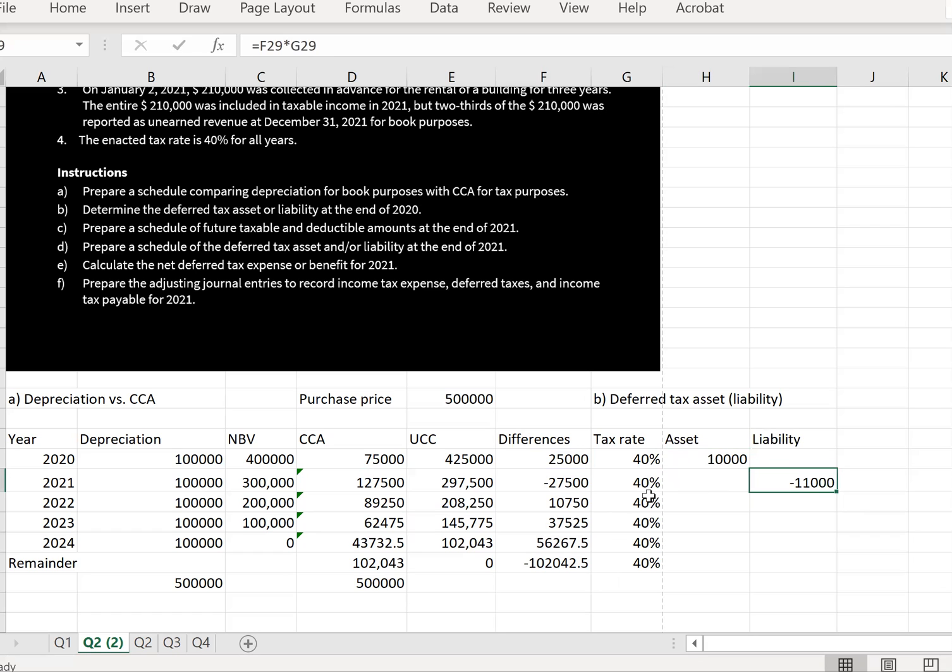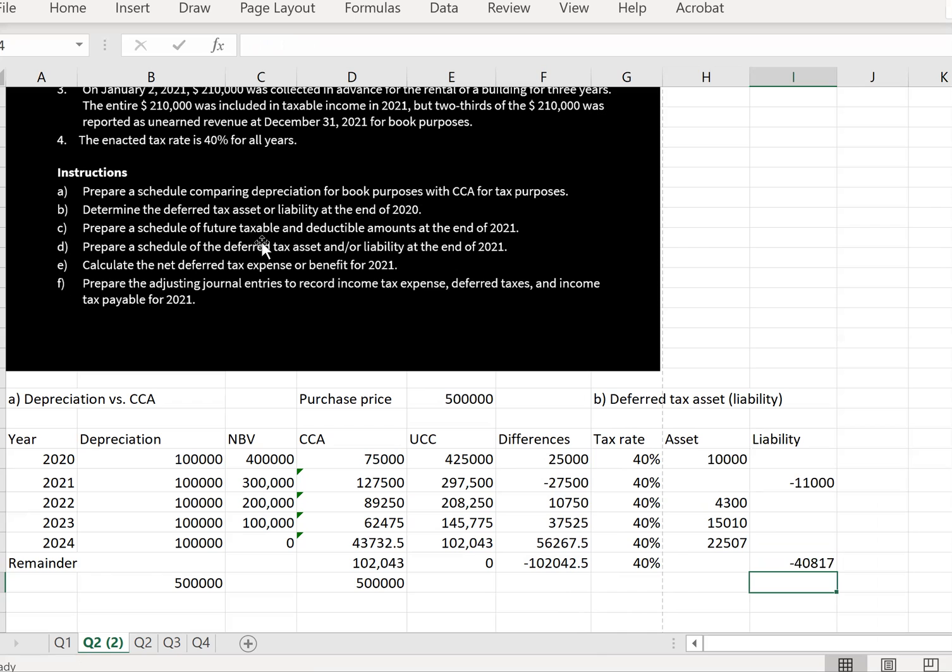And basically, we just continue running that through. These are all deferred tax assets. They're positive. Okay, and then the last one here, this is going to be a deferred tax liability. And that is going to give me my total.